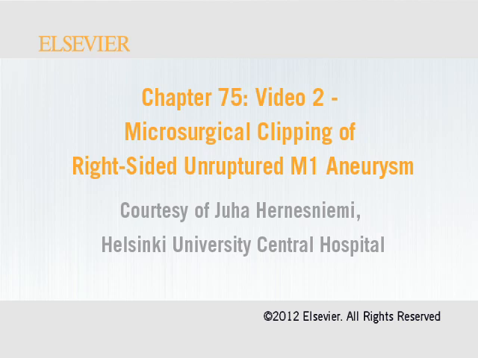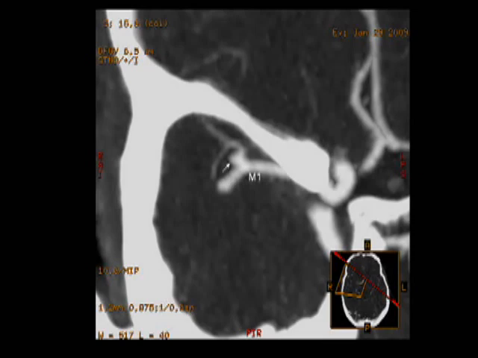This patient has an unruptured right-sided M1 aneurysm. The aneurysm has its base partially at the origin of the cortical M1 branch. The cortical branch is pointing anteriorly, but the actual aneurysm is oriented more laterally.